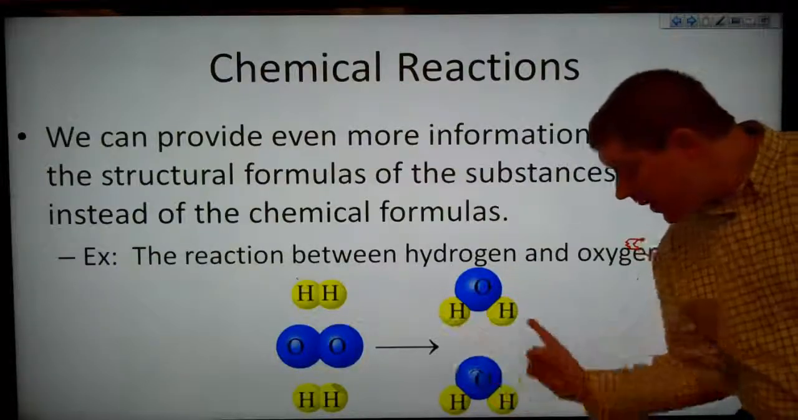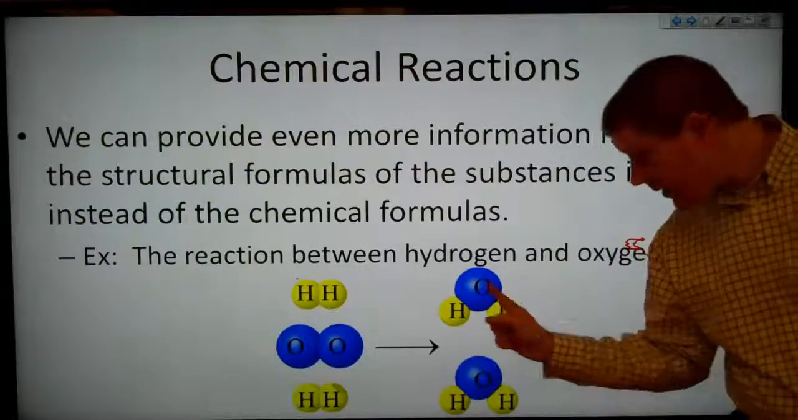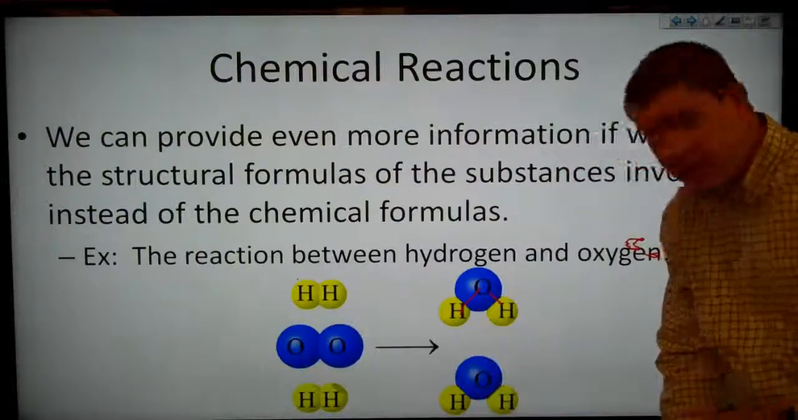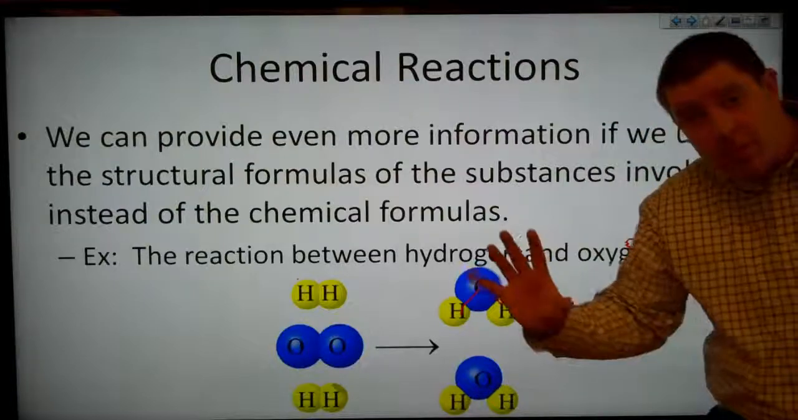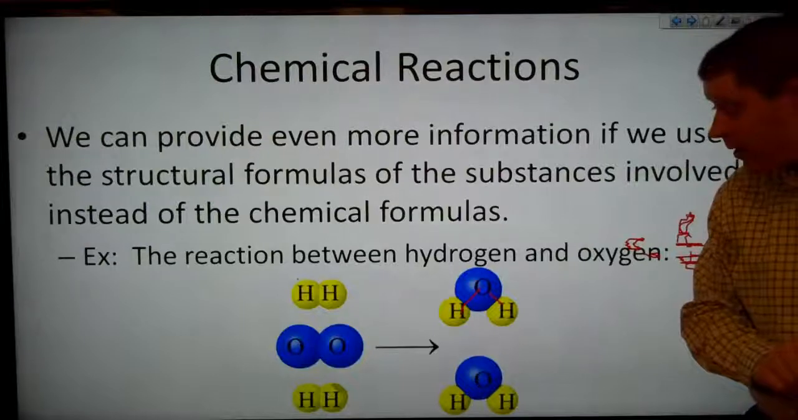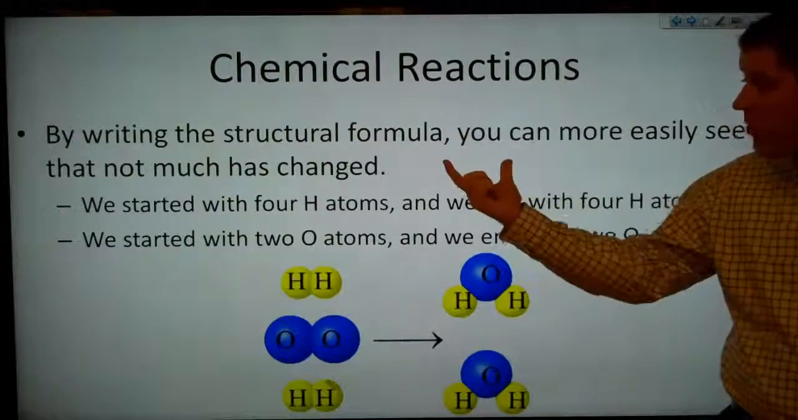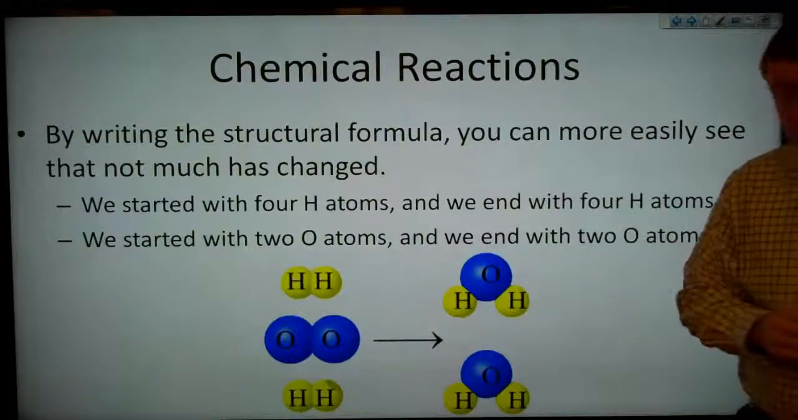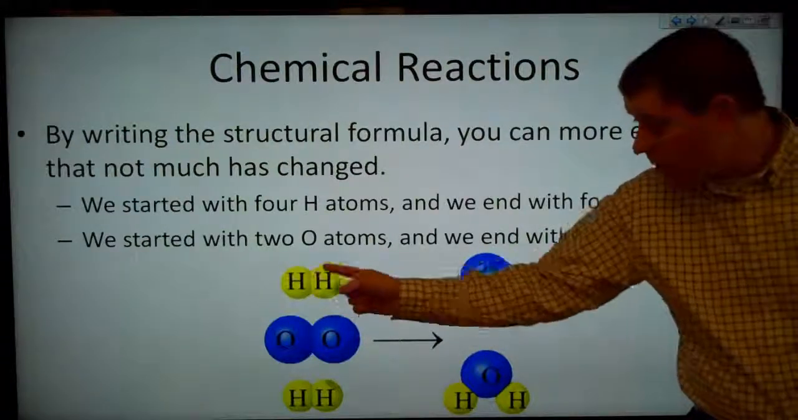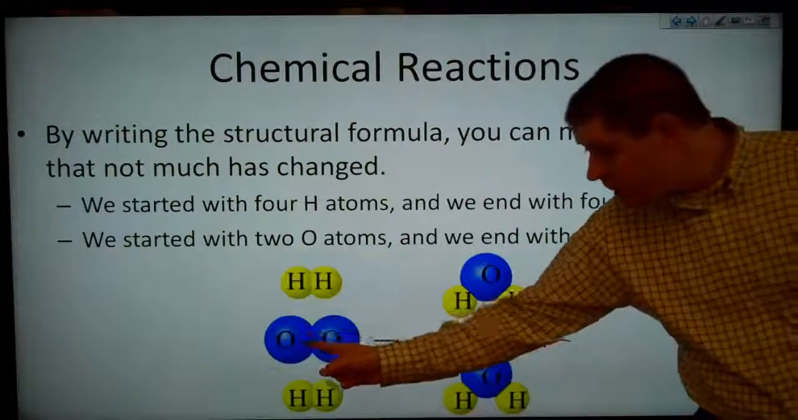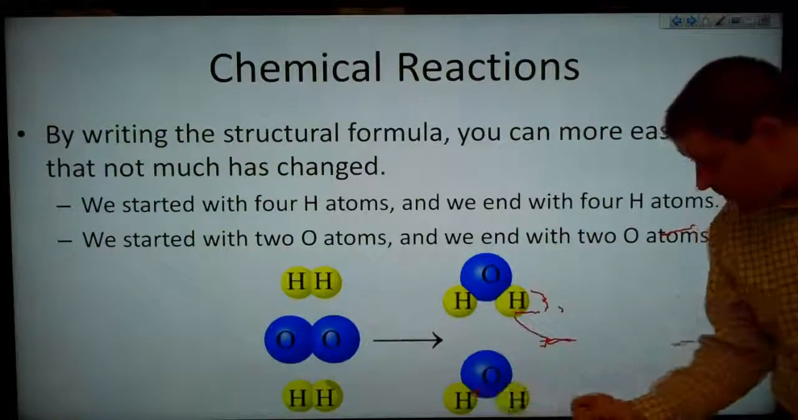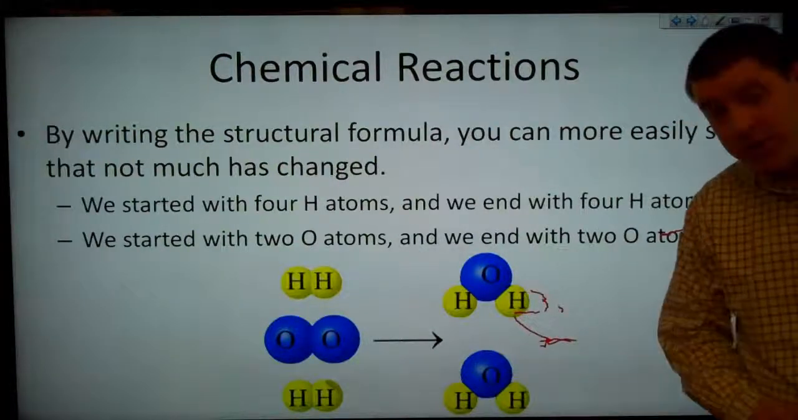And so in these molecules now we have an oxygen-hydrogen bond here, we have an oxygen-hydrogen bond there, and we've got 2 groupings of that. Those 2 groupings are separate, so we've got 2 separated molecules. So we're going from 3 molecules down to 2 molecules. So by writing our structural formula, we can more easily see that not a whole lot has changed. We started with 4 hydrogen atoms, 1, 2, 3, 4. We started with 2 oxygen atoms, 1, 2. We end with 4 hydrogen atoms, 1, 2, 3, 4, and 2 oxygen atoms.